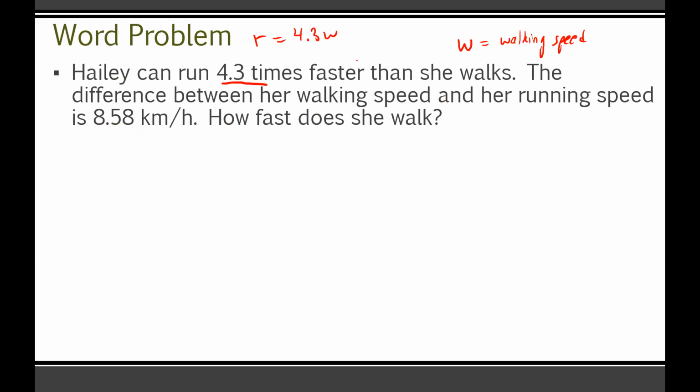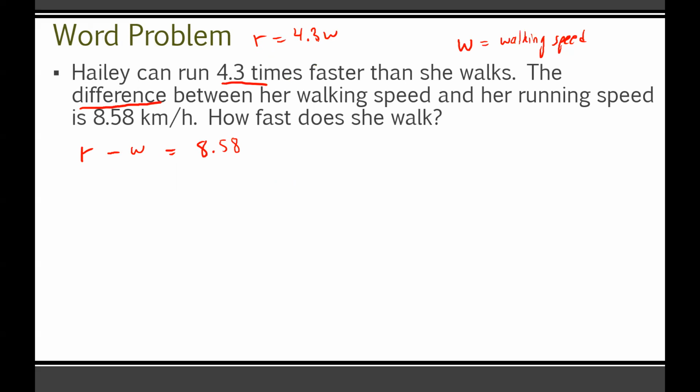Now, clearly she runs faster than she walks. So by difference, we're thinking subtraction, right? Difference is subtraction, sum would be addition, product is multiplication, quotient is division, all that. So difference is subtraction between her walking speed and her running speed. That's going to be her running speed minus her walking speed equals 8.58 kilometers per hour. However, this is two different variables. R minus W, we don't like that. We don't like having two different variables.